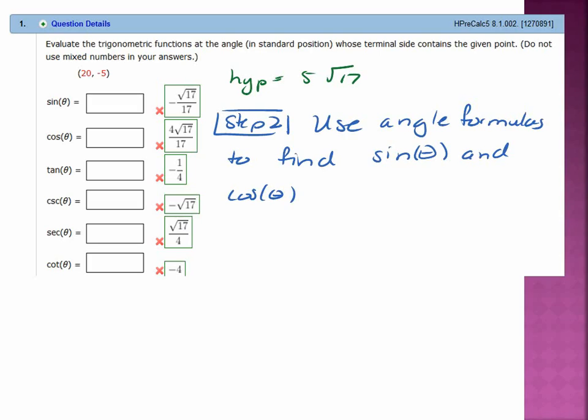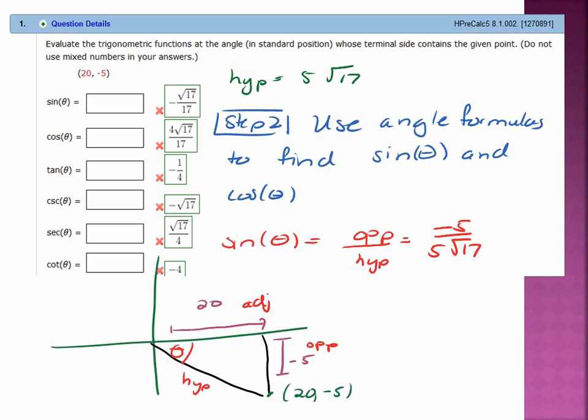Step 3, now you're home free. Use the angle formulas from the triangle to get the sine and the cosine. Sine is opposite over hypotenuse. And notice I've labeled the triangle so that opposite and adjacent are marked, because I think some of you on the quiz were confused about the location of adjacent. Adjacent means right next to the angle, and opposite means across from the angle.